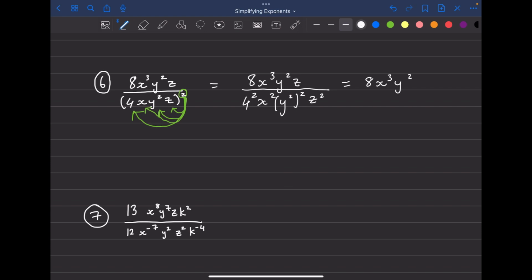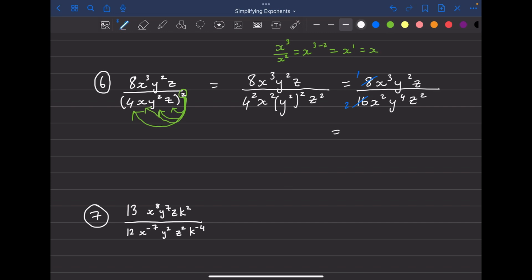Now, once again, let me just copy paste the numerator: 8x cubed y squared z, and then 4 squared is 16, x squared is x squared, we can't really do anything to that. Y squared to the power of 2 is y to the power of 4, and then z squared. Now we can start simplifying a bit. So the 8 and the 16 can both be divided by 8. So 8 becomes a 1, 16 becomes a 2. And then we have x cubed on the top and x squared on the bottom. So x cubed over x squared is x to the power of 3 minus 2, which is x to the power of 1, or just x.